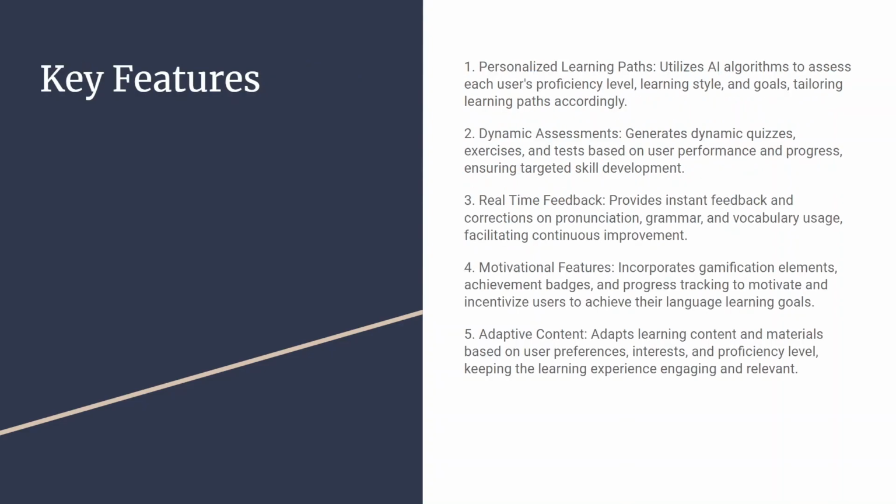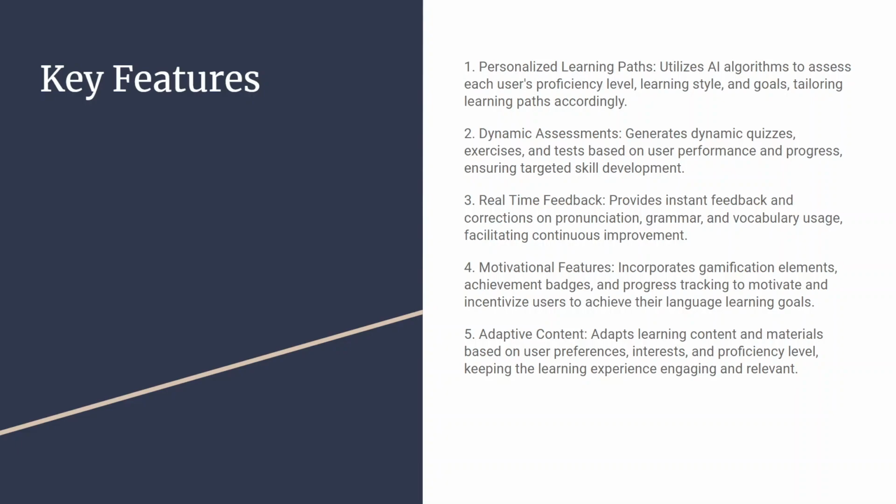So let's move to the key features. What are the key features we are going to introduce in this application? First, personalized learning path: utilize AI algorithms to assess each user's proficiency level, learning style, and goals, and tailor the learning path accordingly. Second, dynamic assessments: generate dynamic quizzes, exercises, and tests based on the user's performance and progress, ensuring targeted skill development.